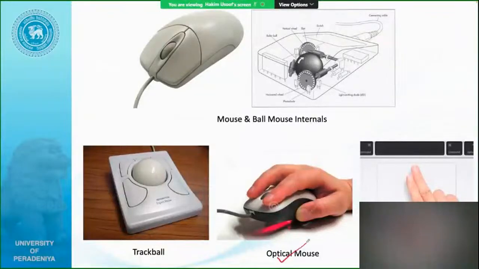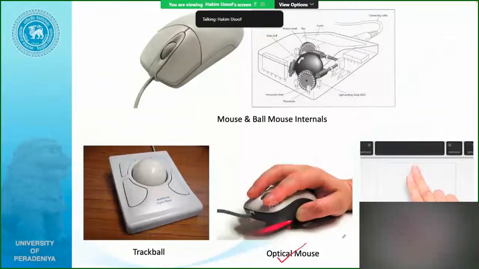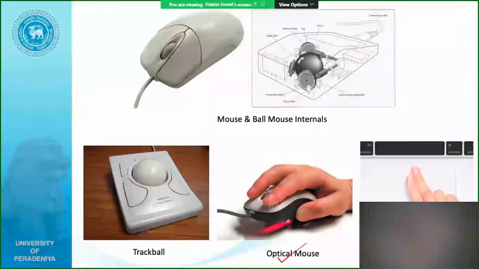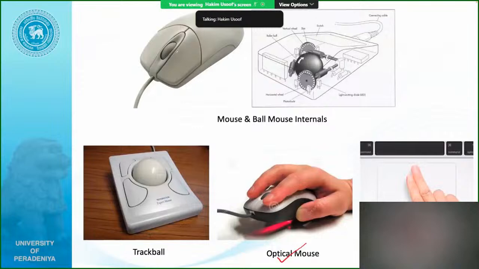It uses a light, an LED, and a sensor that picks up tiny differences in the surface, which is illuminated by red or green or blue light, how it changes, and it decides which way the mouse is moving and then which way the pointer needs to move on the screen.